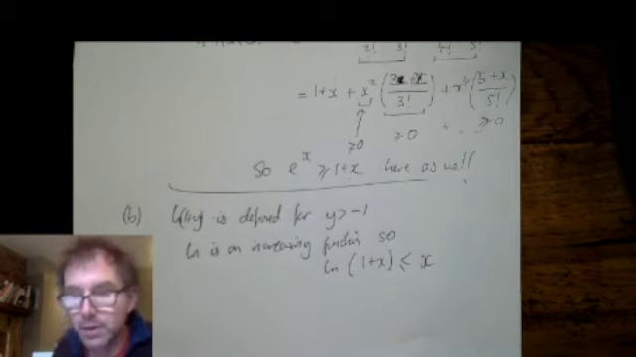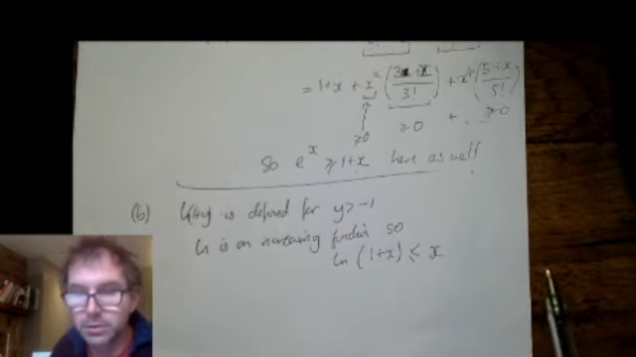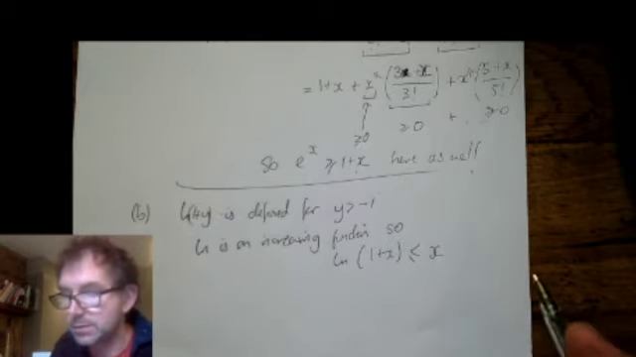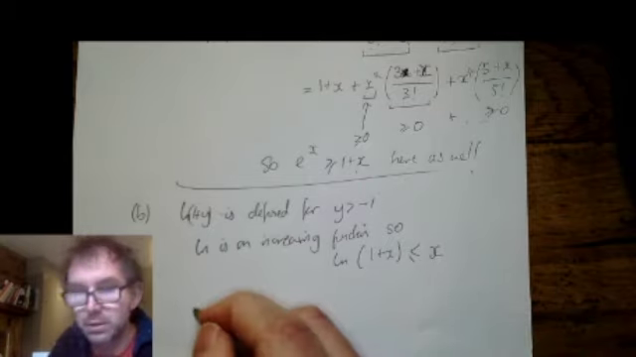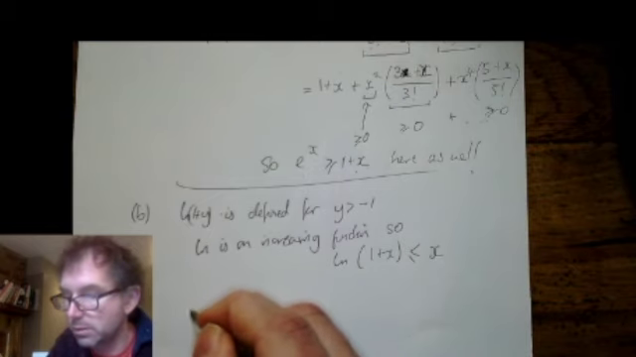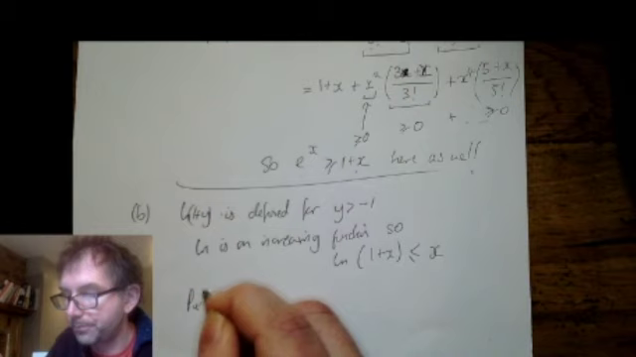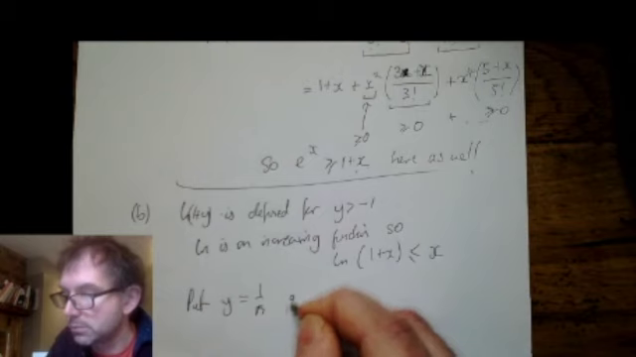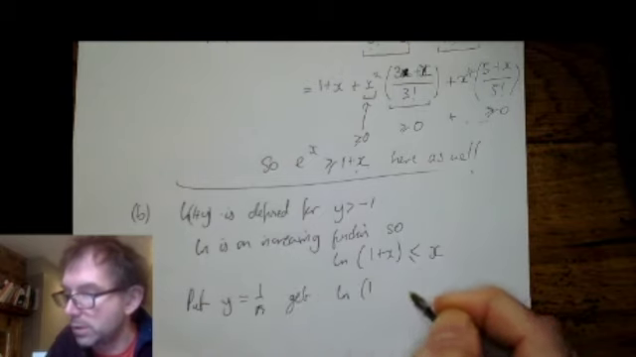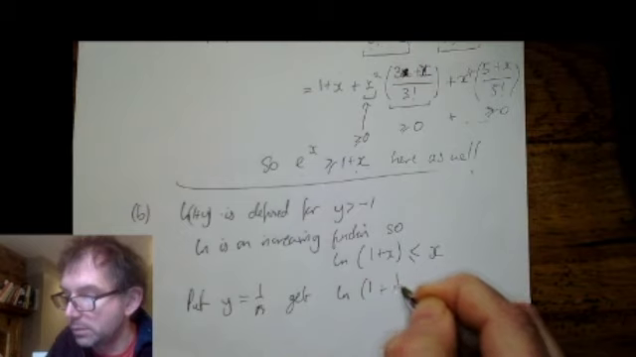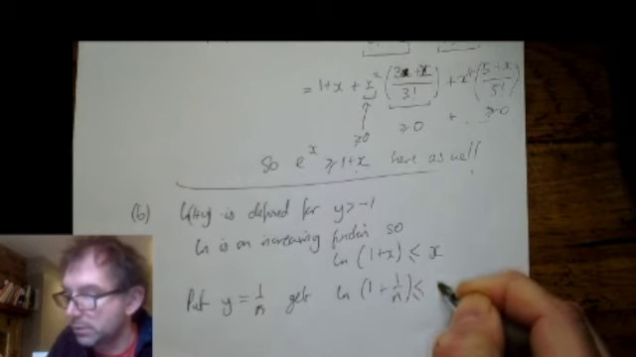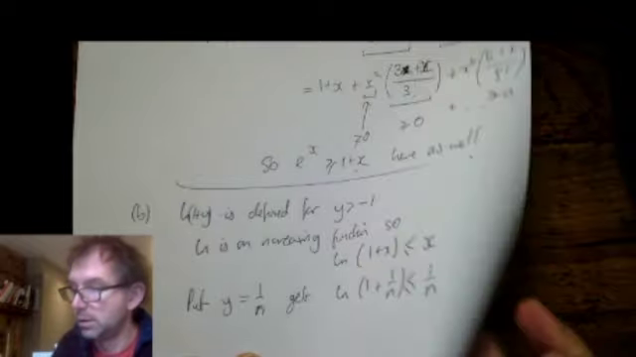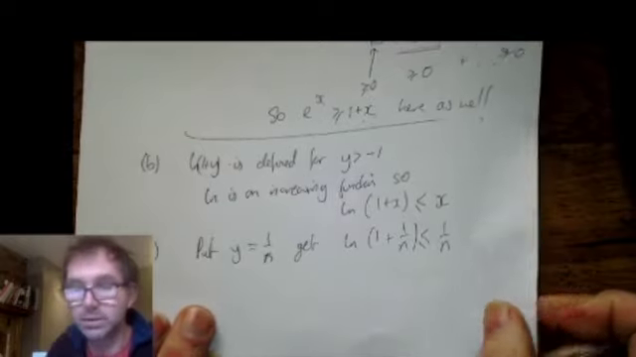Okay, and then we do a couple of other interesting little substitutions. We want to show that the log of n plus 1 over n is less than or equal to 1 over n. So just put y equals 1 over n, and then we get log of 1 plus 1 over n is less than or equal to 1 over n. So that's fine, just a substitution.